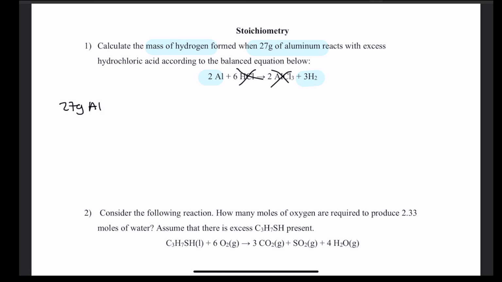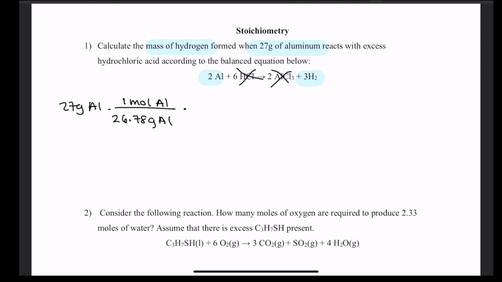In order to go to hydrogen, we need to convert aluminum into moles. To do that, we need the molecular weight, and the molecular weight of aluminum is 26.78. So there's going to be 26.78 grams of Al and 1 mole of Al.